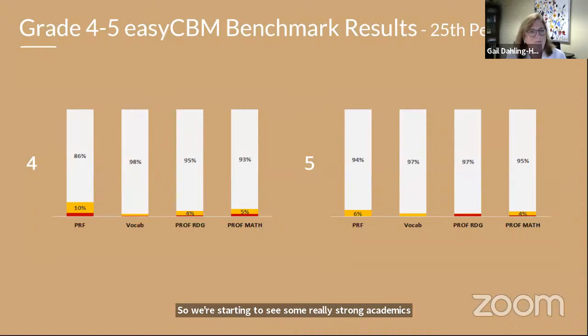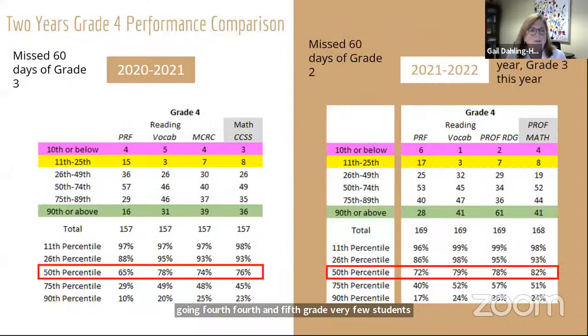In 4th and 5th grade, very few students are flagging at the 25th percentile. When you take a look at that 4th grade class now, you're seeing that at the 50th percentile, 70% or over of our students are hitting those benchmarks.